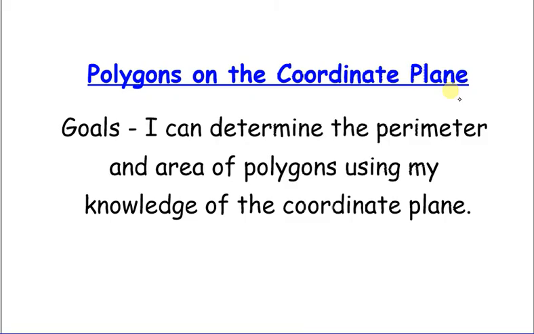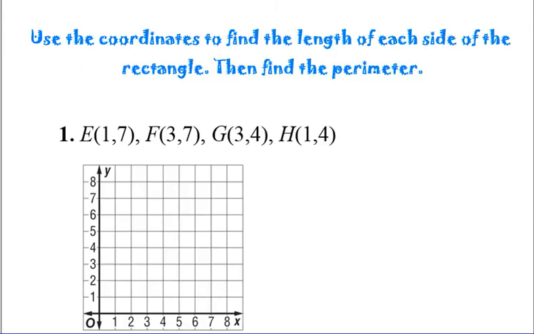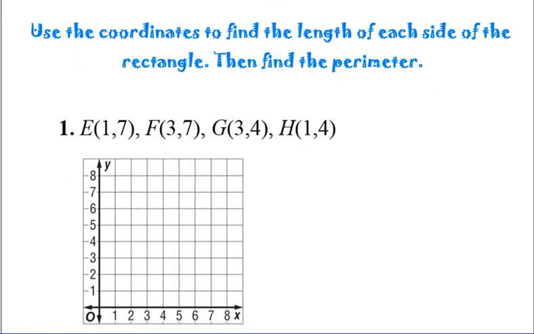You need to make sure that when you're doing your practice that you have your formula sheet near you if you need it, because you're going to need the same formulas. I won't be introducing any new formulas, but they're important to know because we're going to be using them. So your goal for today is: I can determine the perimeter and the area of polygons using my knowledge of the coordinate plane. Alright, so let's go ahead and get started.